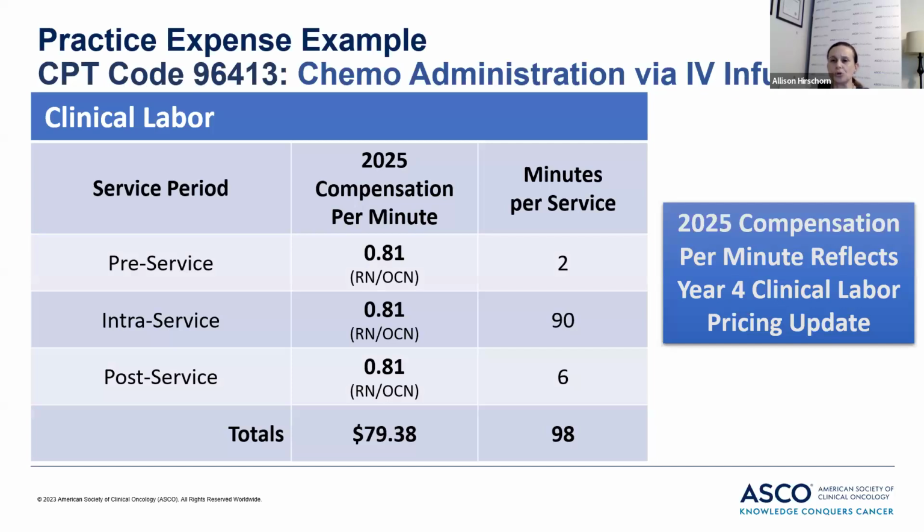We're going to take a closer look at practice expense using the CPT code 96413 as an example. Clinical labor, like physician work, is divided into three parts: pre-service time, intra-service time, and post-service time. So for 96413, for example, there's 2 minutes of pre-service time, 90 minutes of intra-service time, and 6 minutes of post time. For each minute of work, RN/OCNs are assigned a rate of 81 cents per minute in 2025, which reflects the last, or year 4, clinical labor pricing update.